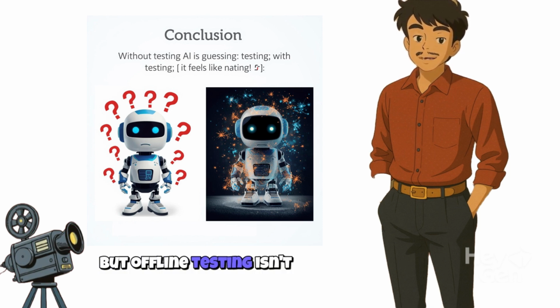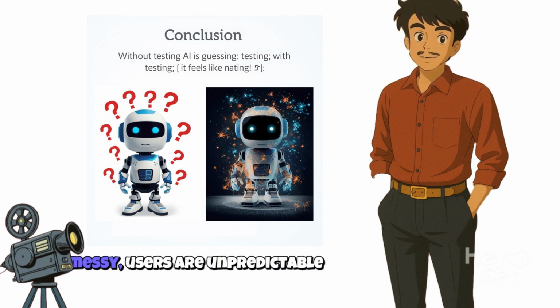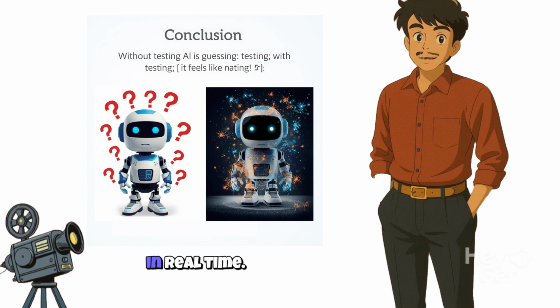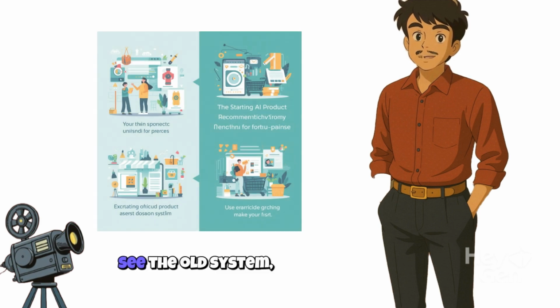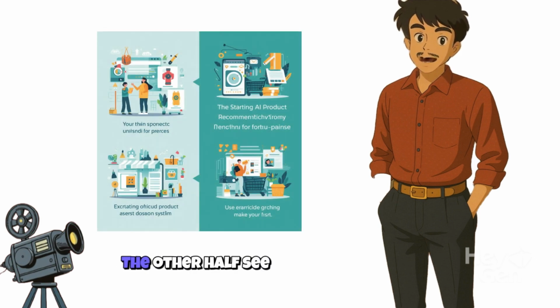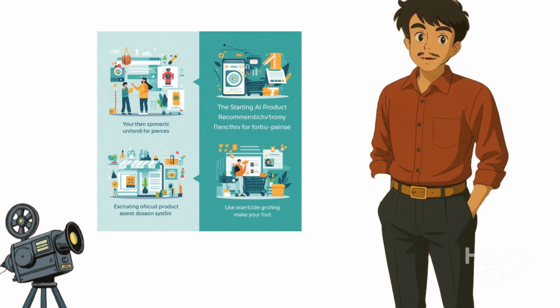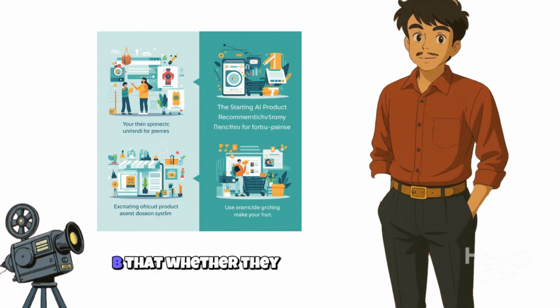But offline testing isn't enough because life is messy, users are unpredictable, and the real world does not behave like a data set. So, we test online in real time. This is called an A/B test. Half of the users see the old system, that's group A. The other half see the new AI recommendations, that's group B. Then we ask the users from group B whether they click more, do they spend more time on the platform, do they buy more, are they happier?